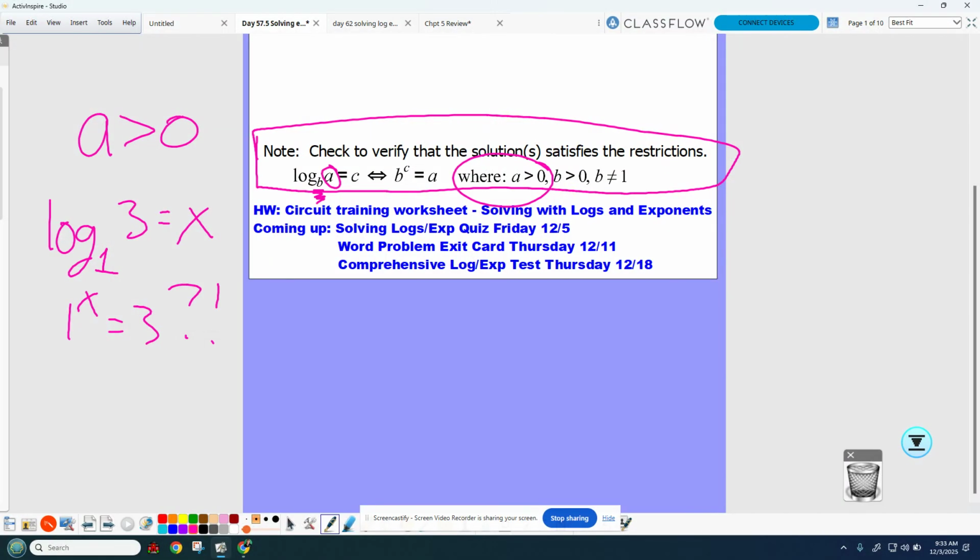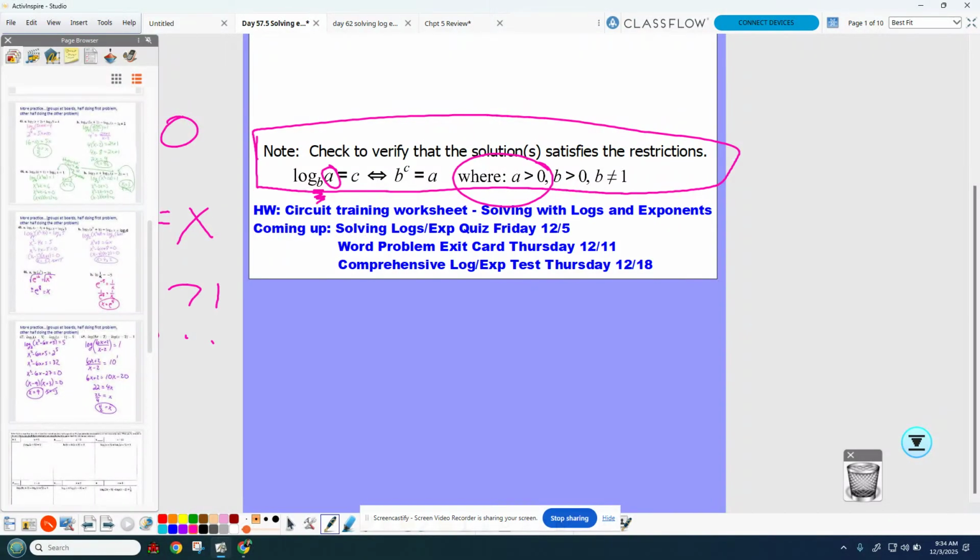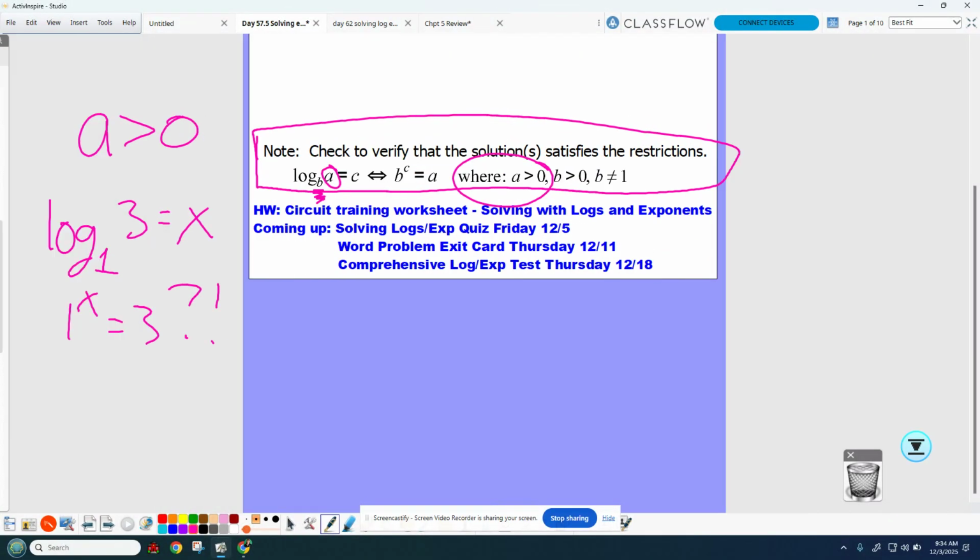1 to the power of, well, when does 1 times itself a whole bunch of times equal 3? Yeah, Dylan's like, it doesn't, duh. So this is why the base can't be 1. And that's the kind of thing that SATs will do.